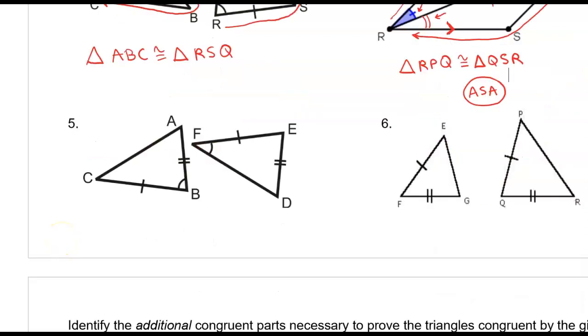Number 5, the diagram for the first triangle has the congruent angle between the congruent sides, so it's included. But look at the second triangle. That angle is not in between the congruent sides, so this one is going to be none. Number 6, we get 2 pairs of congruent sides, but we don't have a third statement. We either needed angle F congruent to angle Q, or we needed side EG congruent to side PR. But we have neither of those. So this one is none also.